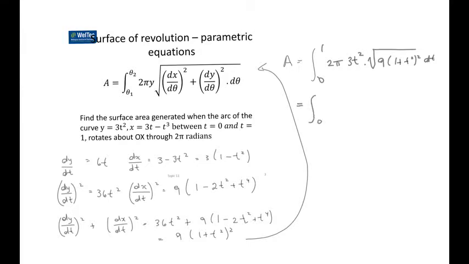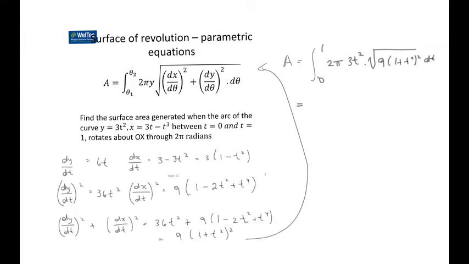Simplifying that, actually we could do it all in one go. We could take out the 2, the pi, the 3, and the square root of 9, which is another 3, and put it as 18 pi. Technical issues today means it keeps just disappearing.